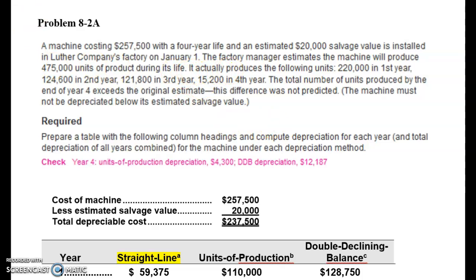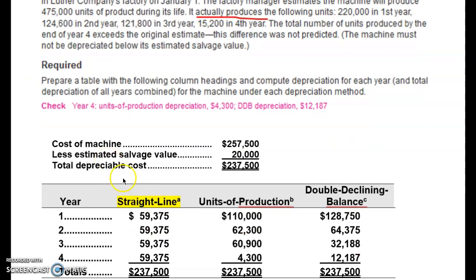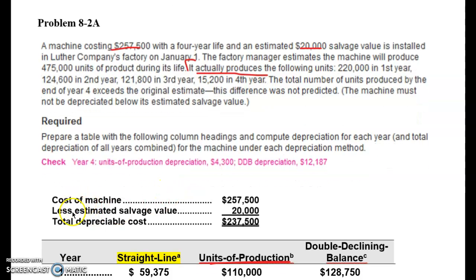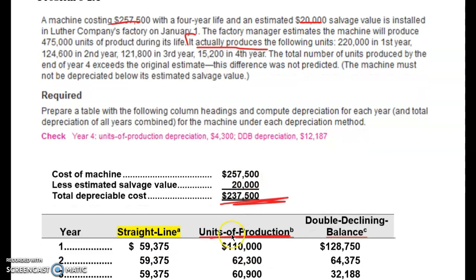Well, this part right here is all about production of units. We need this and that for straight line and for double declining. So if you look at it that way, after this point here, it's all units of production, and the first part is what we need for straight line or double declining. Cost of machine less salvage value gives us depreciable cost of $237,500. We actually need that for units of production too.